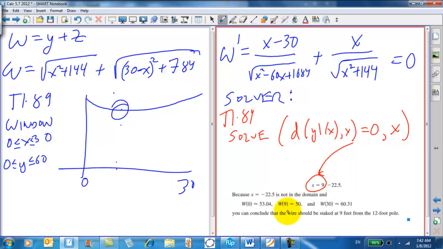Another thing to be careful of is, note the endpoints here. The domain restriction on x is from 0 to 30. You should check those, because remember from our extreme value theorem, you're going to have a maximum and a minimum on a closed interval, and it doesn't necessarily happen at the critical values. So you should check the endpoints. Now, I'd consider this graph a good enough check of the endpoints. You can see that this is clearly below these two endpoints. So the wire should be staying at 9 feet from the 12-foot pole.